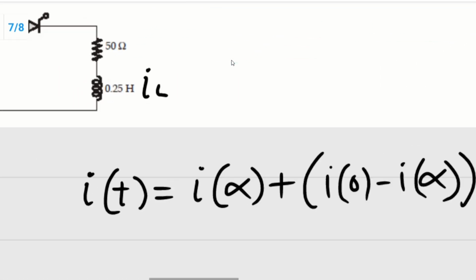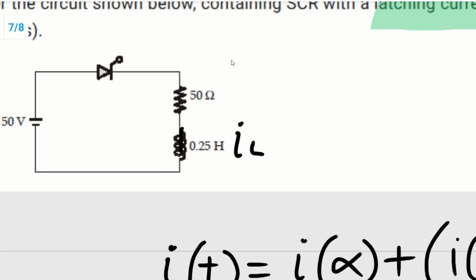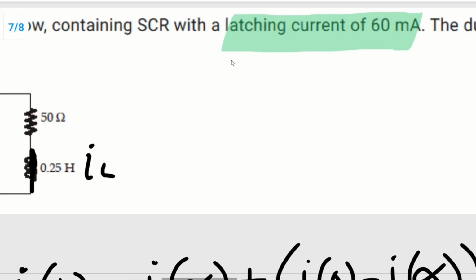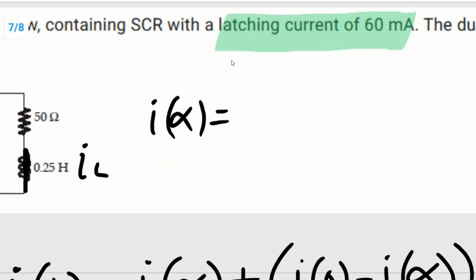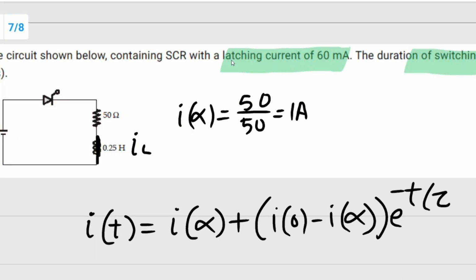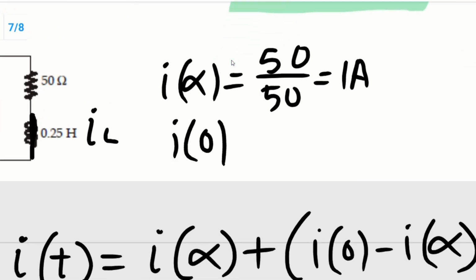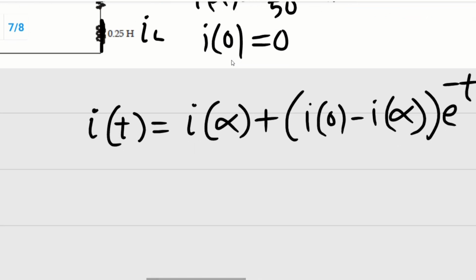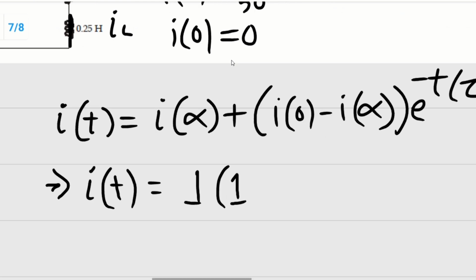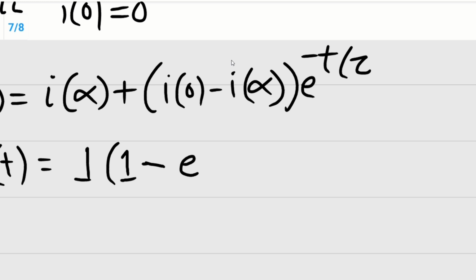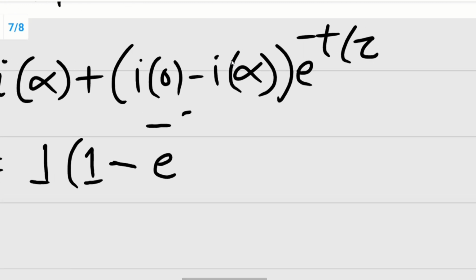For I infinity, the inductor will behave as a short circuit, so I infinity will be simply V by R, which is 50 by 50, 1 ampere. At the initial condition, the inductor will behave as an open circuit, that means the initial current I0 is 0. So the current equation is 1 minus e to the power minus t by tau, and tau is L by R, so we write R by L, R is 50, by 0.25, times t.